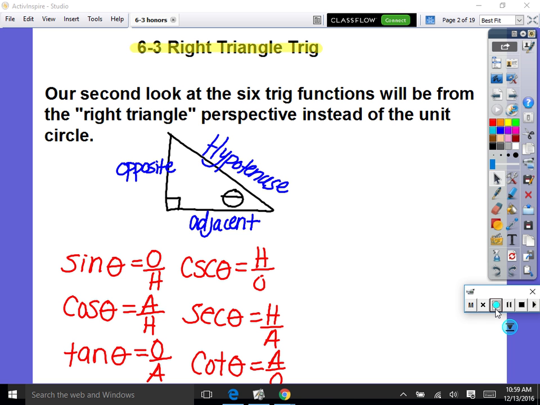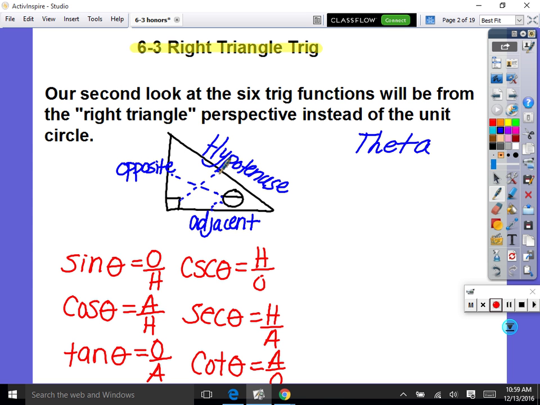Now, today we're doing our second look at the 6 trig functions, and we'll be looking at it from the right triangle perspective instead of the unit circle. So just a reminder, if you have a right triangle, and let's say our angle down here, let's call that angle theta. Theta is the Greek symbol for angle, but make sure you're saying it right, theta. Given theta, this would be considered the opposite side. This would be considered adjacent, and across from the 90 degrees is always the hypotenuse, correct?